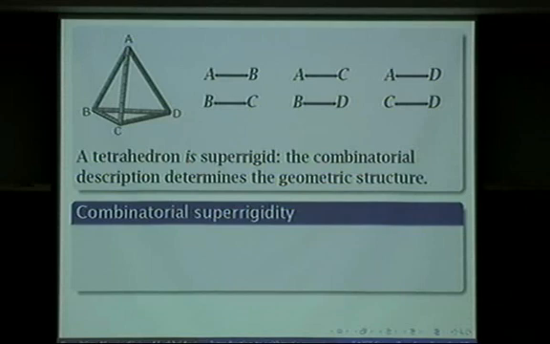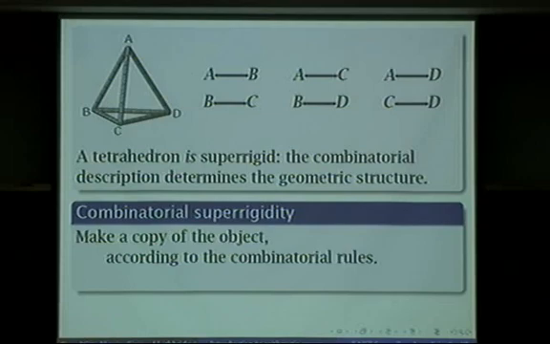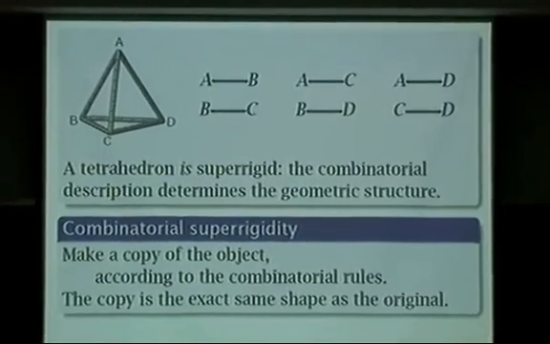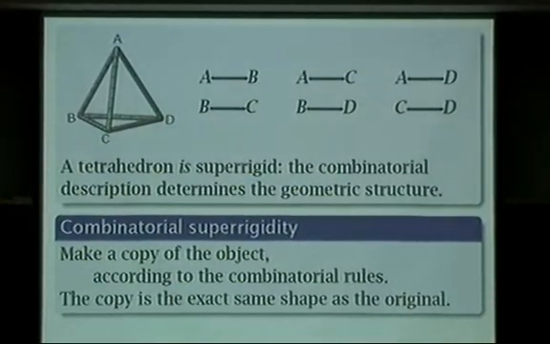Combinatorial superrigidity means that if you make a copy of the object, whatever object you've got, and you just obey the combinatorial rules, so that means glue the right sticks to the right sticks, then the copy you get will be exactly the same shape as the original one. Okay, that's what combinatorial superrigidity is.